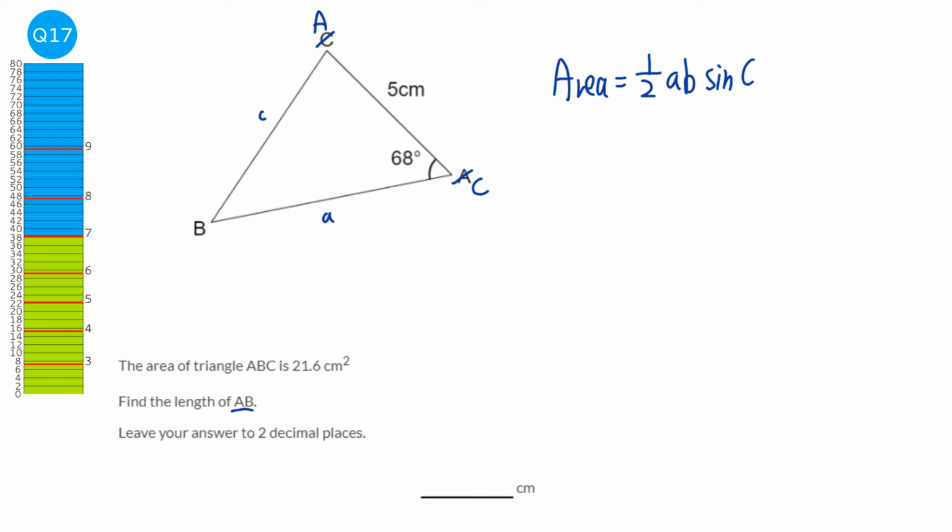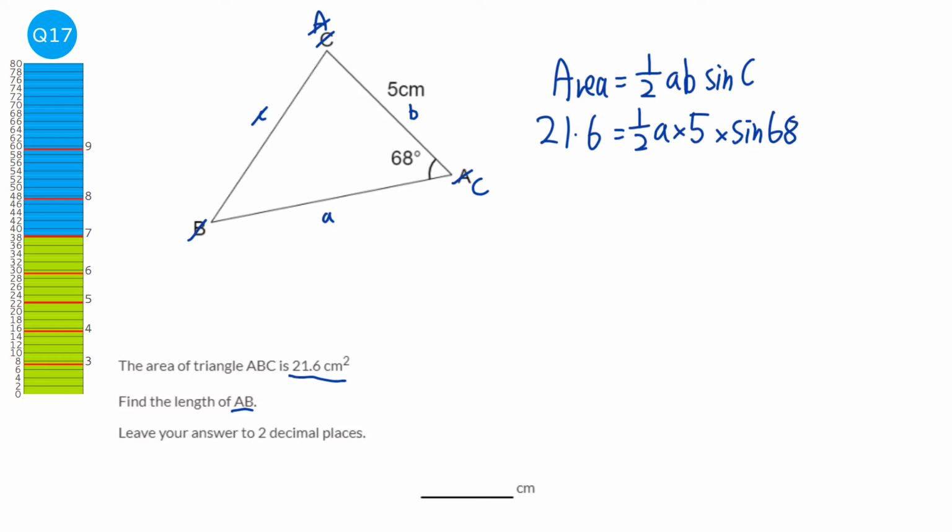And so we're looking for little a. We're not interested in little c or big B or big A. We're focused on, and we've got a little b here, we're focused on little b, little a, and big C. The area is given to us in the question, it's 21.6. And we're looking for a, but b is 5 and C is 68.